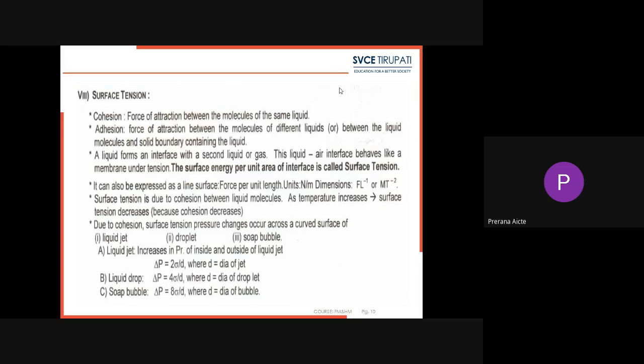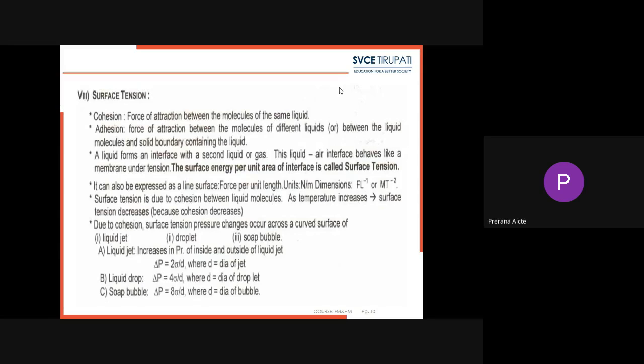It can also be expressed as a force per unit length, which is the main definition for surface tension. So the units are Newton per meter and the dimensions are MT⁻². The surface tension is mainly due to cohesion between the liquid molecules. As the temperature increases, the surface tension decreases due to reduction of the cohesion between the water molecules.